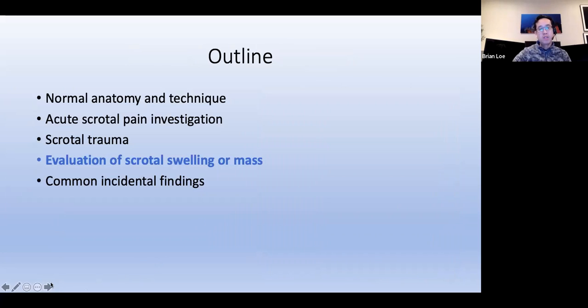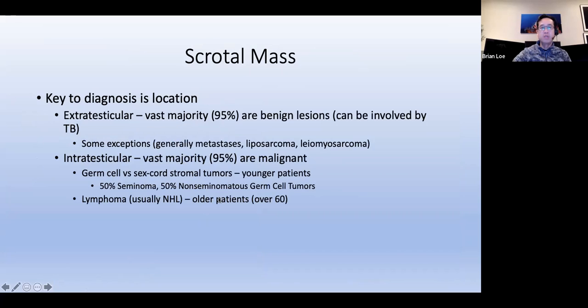Okay, so we'll evaluate for scrotal swelling and mass. So the non-traumatic. So it's kind of like real estate in the scrotum. Location, location, location gives you the differential diagnosis, which pathway you want to go down. So the extratesticular lesions, the vast majority, over 95%, are benign lesions. This is also the location that can be involved by TB.